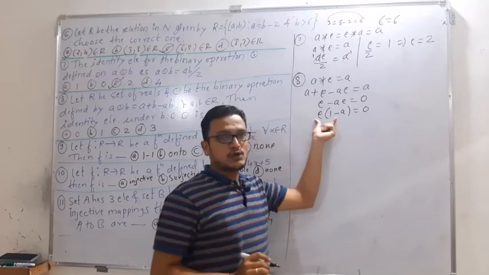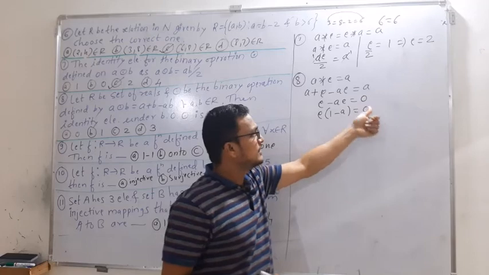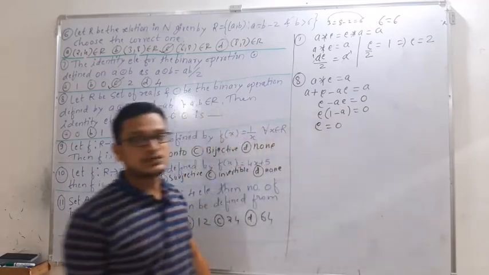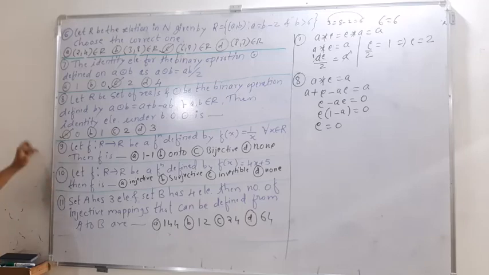Then it is the product of two elements. Okay, when I transfer this 1 minus A to the other side, it will divide. So 0 by anything is what? 0. Therefore E is equals to 0. E is equals to 0. Therefore option A will be correct.